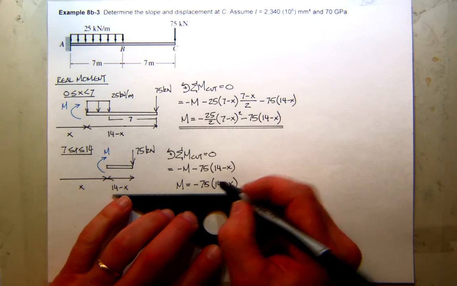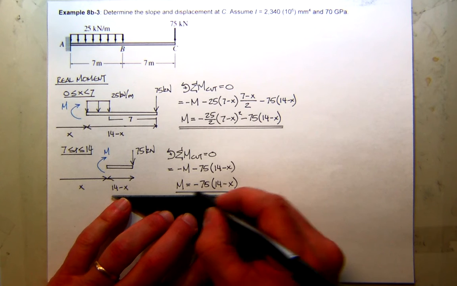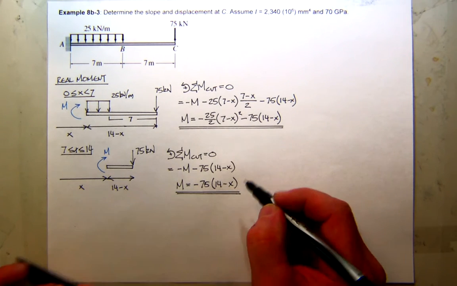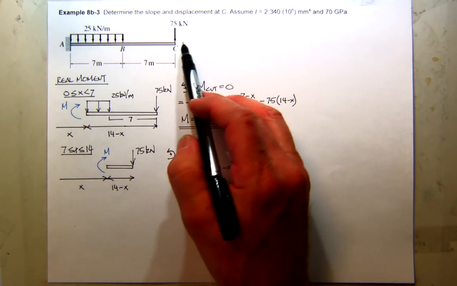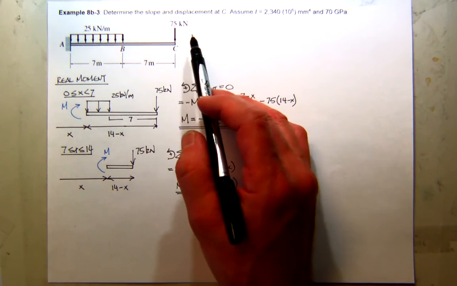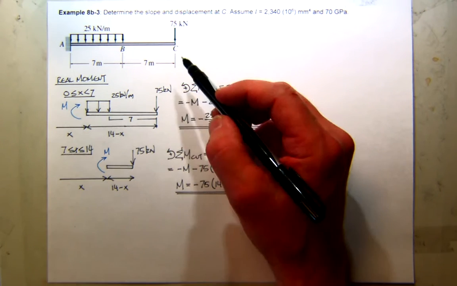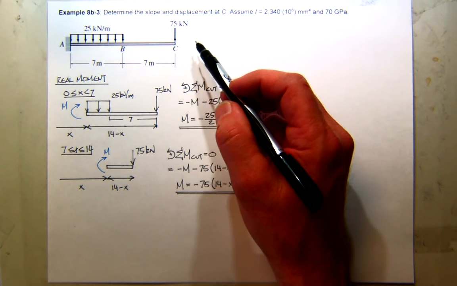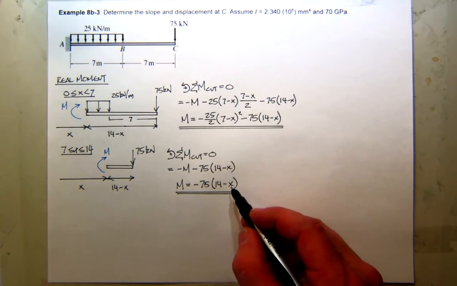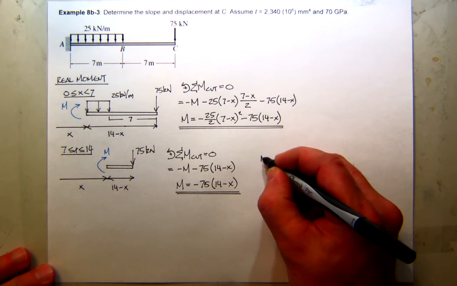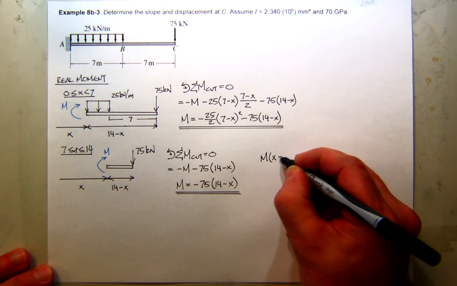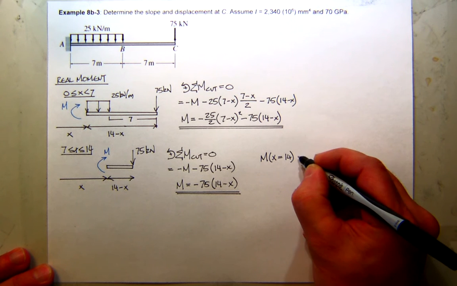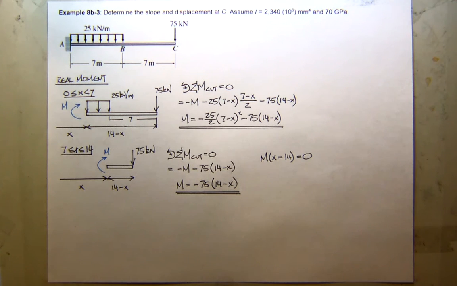Now, do we know the moment anywhere on that section? From 0 to 14, do I know the moment anywhere? What's the moment at the free end? 0. So if I put in x equal 14, what do I get? 0. Okay, that's good. So I know the moment at x equal 14 should be 0, and my equation gives me that. So that's good. And what else should I know?